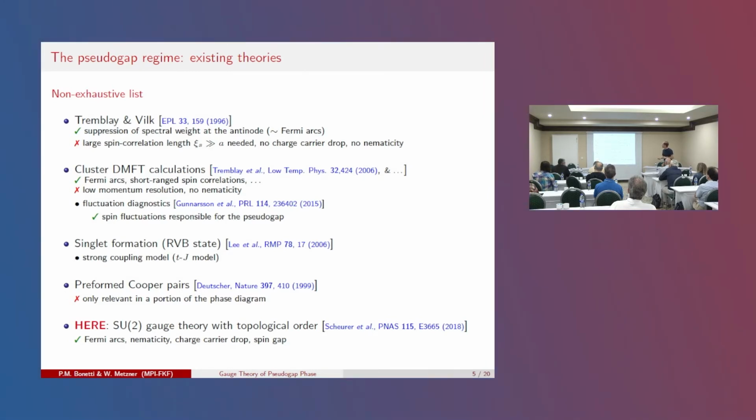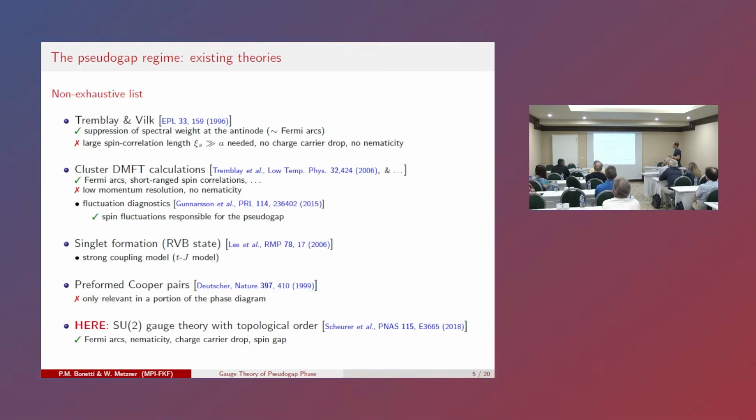DMFT means dynamical mean-field theory calculations, which is just hardcore numerics applied to the 2D Hubbard model or other models for cuprates, mostly Hubbard. And there, many features of the pseudogap are seen to the extent that the relatively modest momentum resolution in these types of calculations can resolve them. And so far as I understand, no nematicity has been seen so far.